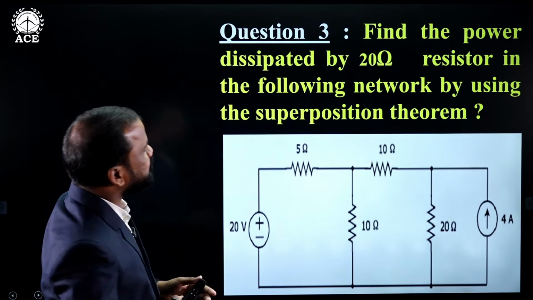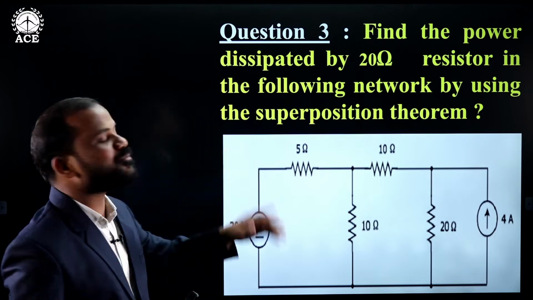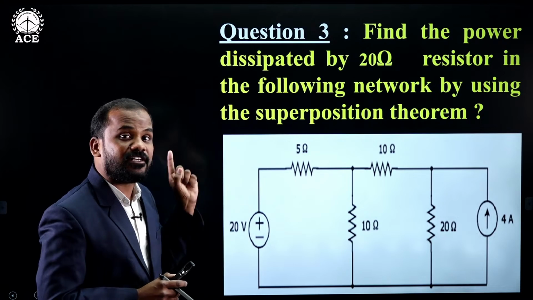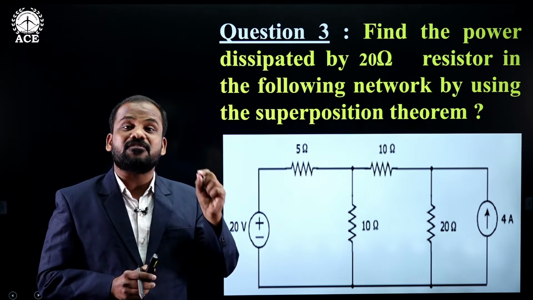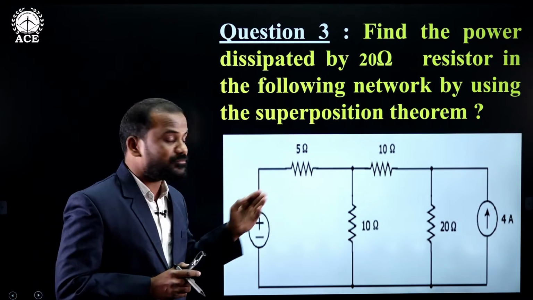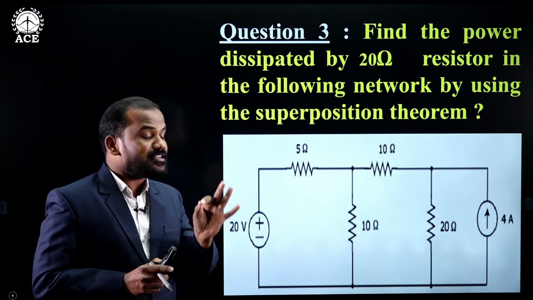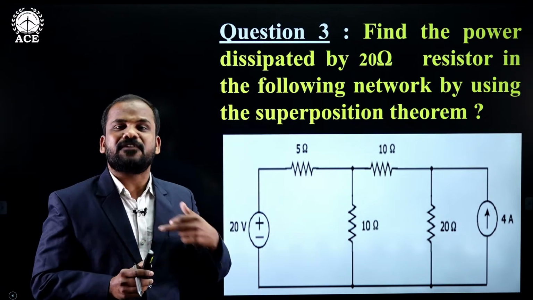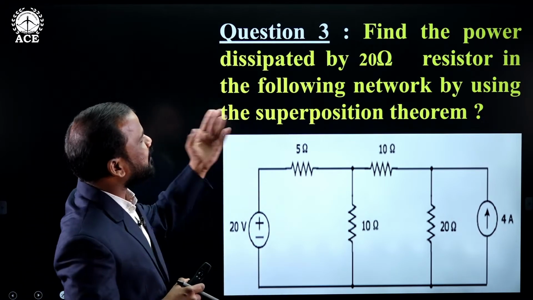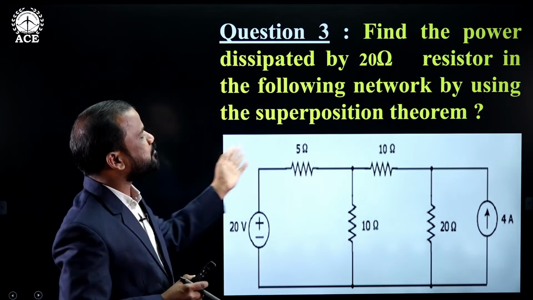Find the power dissipated by the 20 ohm resistor in the following network by using the superposition theorem. He is asking to find the power dissipated by the 20 ohm resistance, but using the superposition theorem. He is not asking for it by the normal method. He is asking specifically that by applying the superposition theorem we need to find the solution. That is the most important point here.